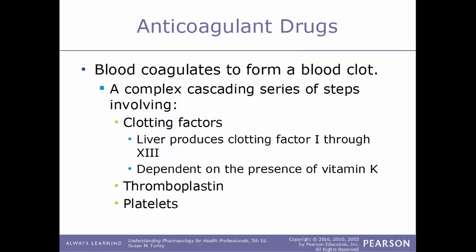Our first type of drug that we'll talk about for this chapter are anticoagulant drugs. Now, the blood will coagulate to help form a blood clot. This involves a very complex cascading series of steps involving many different components. One of the key things that are involved are the clotting factors. And these clotting factors are produced by the liver. They are numbered from 1 to 13. And these are also dependent on the presence of vitamin K. Some other key components of a clot being formed: thromboplastin and also platelets.